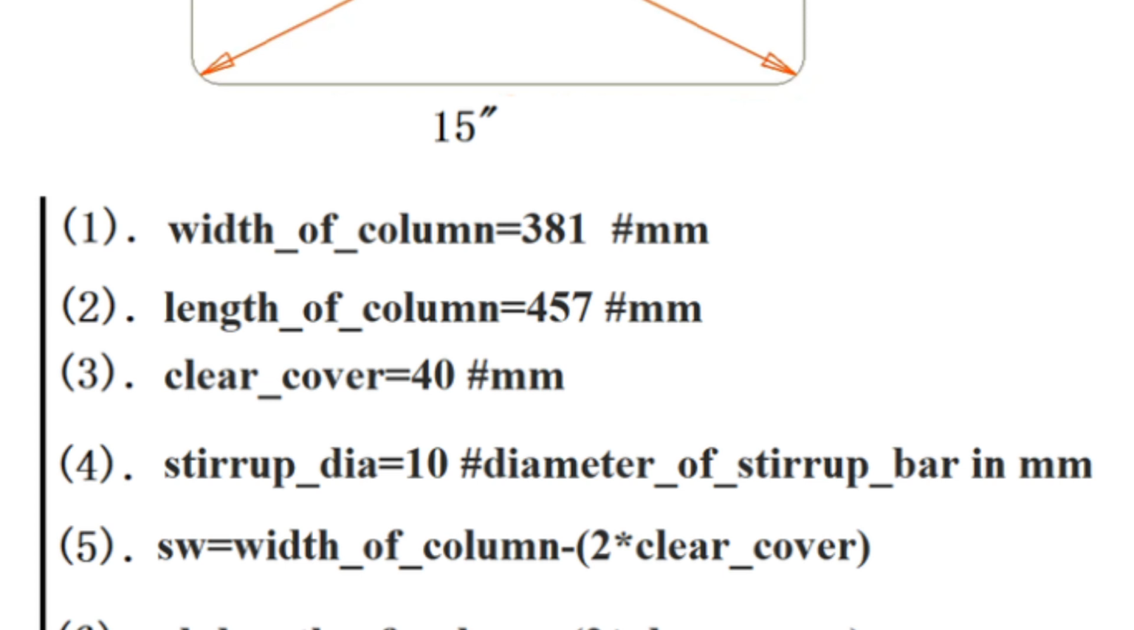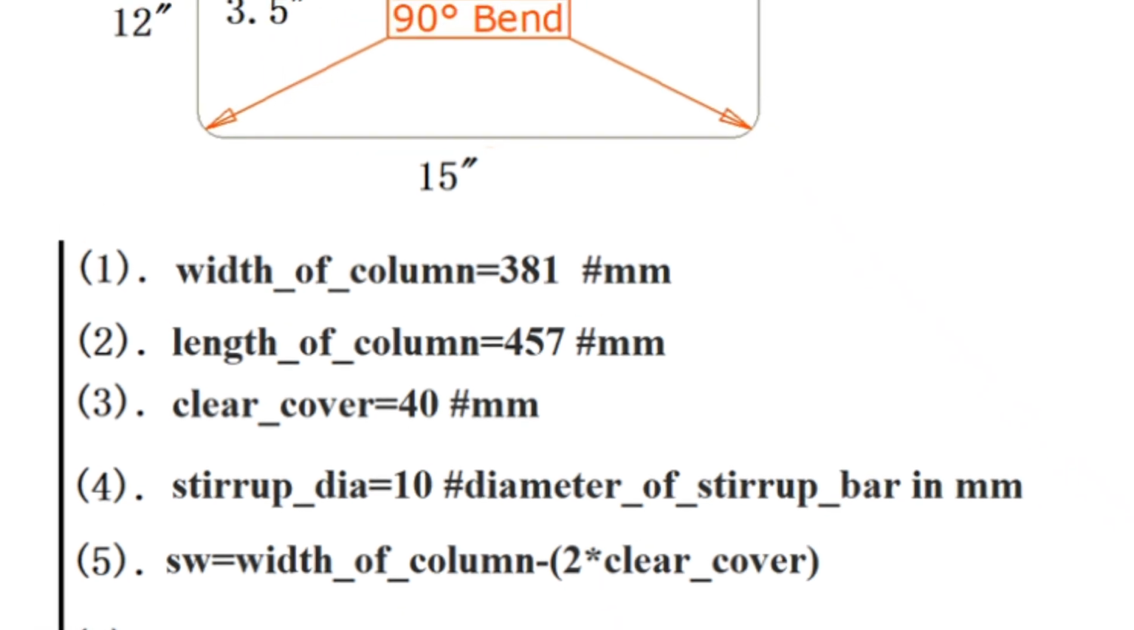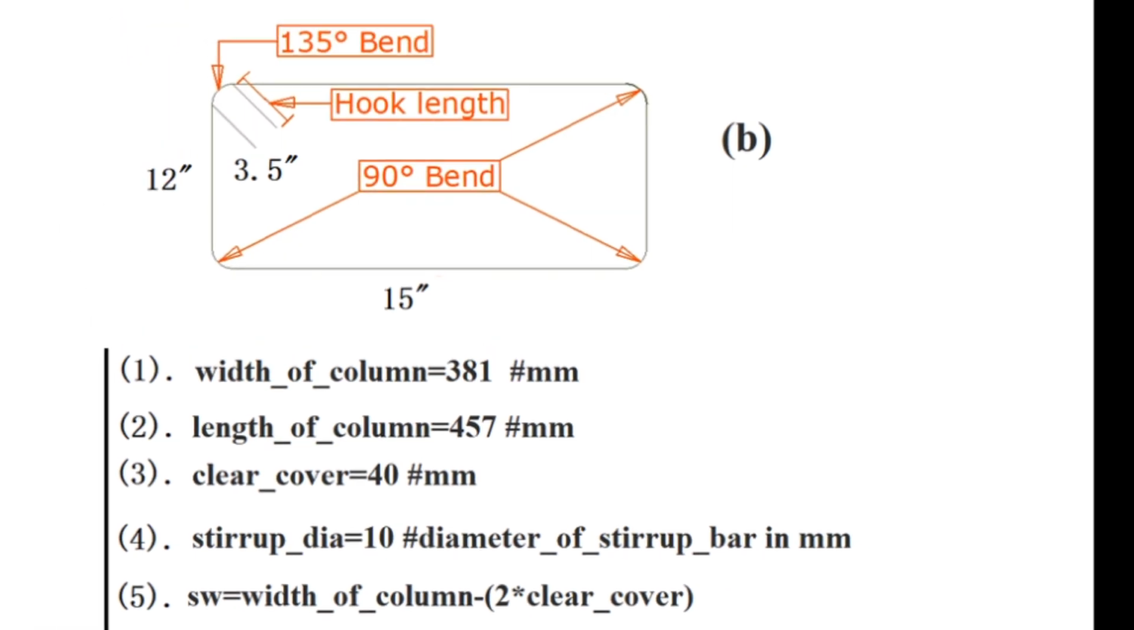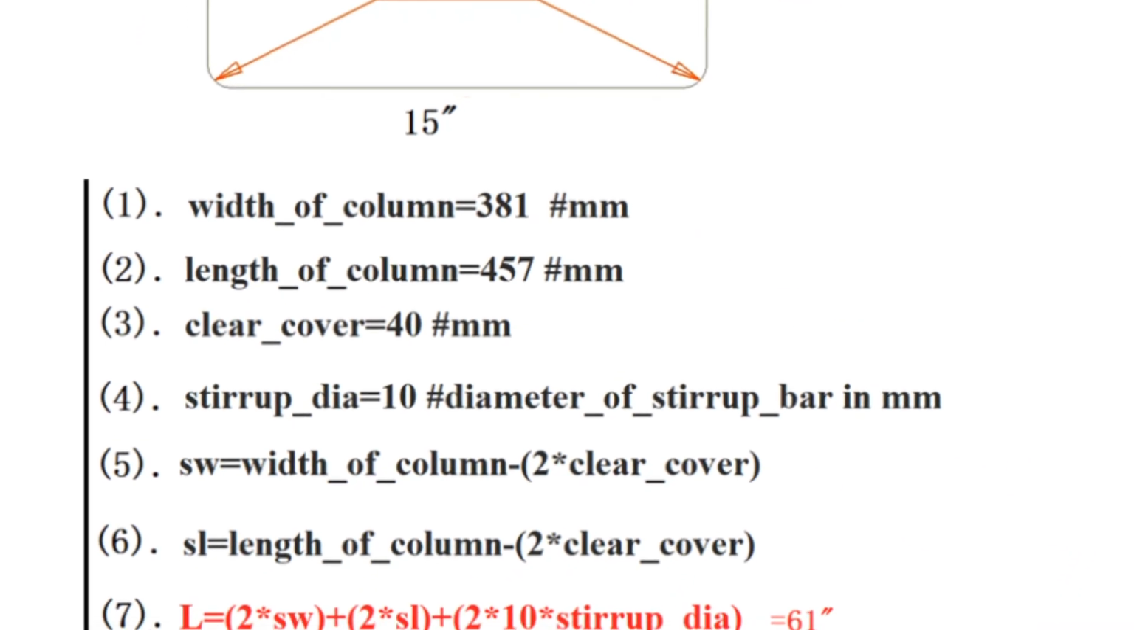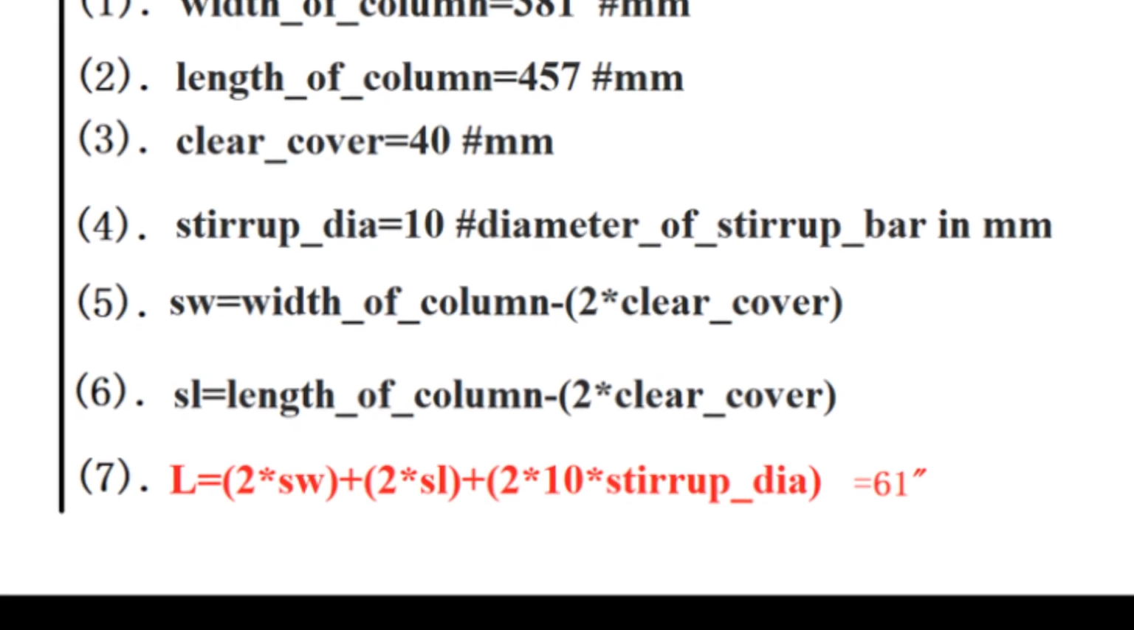So the first thing we need to calculate is the width of the stirrup and the length of the stirrup, with the given width of the column and given length of the column. So first of all, in line 5, SW is equal to the width of the stirrup, which is equal to the width of the column minus 2 times the clear cover. And then in line 6, SL is equal to the length of the column minus 2 times the clear cover.